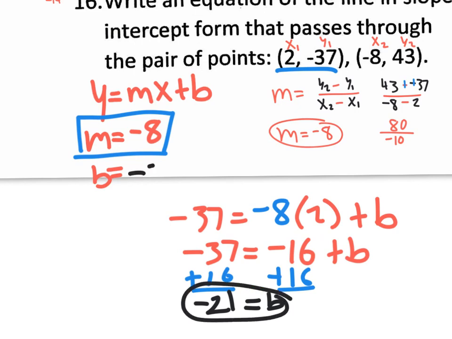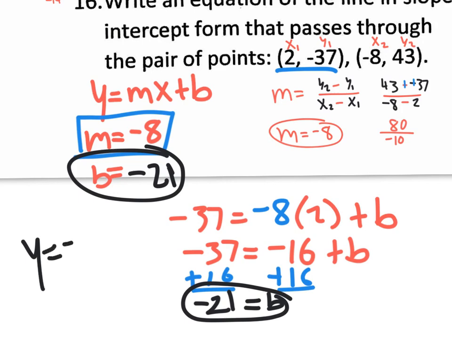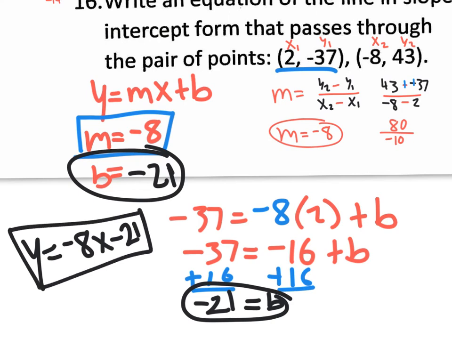So your b value is negative 21, and now you have enough info to write your y equals mx plus b because you have your m and your b. So it would be y equals mx, negative 8x, minus 21. You could put plus negative 21, but minus 21 is nicer.